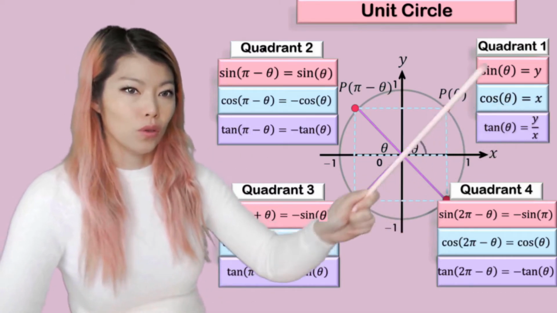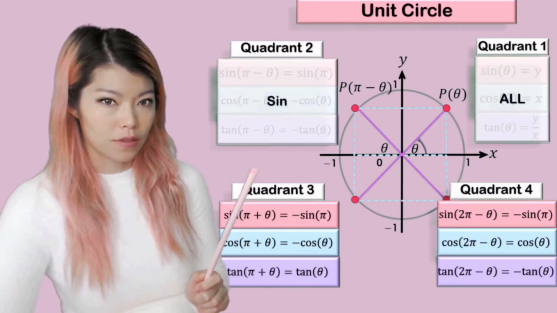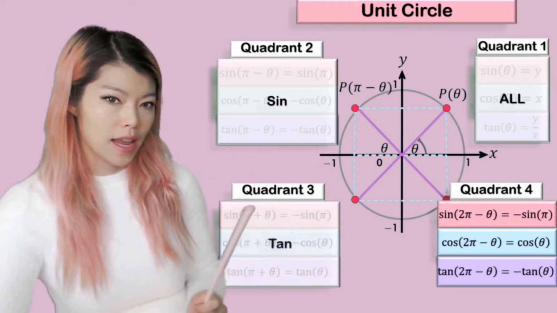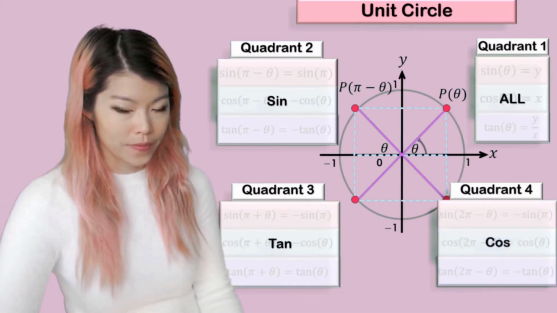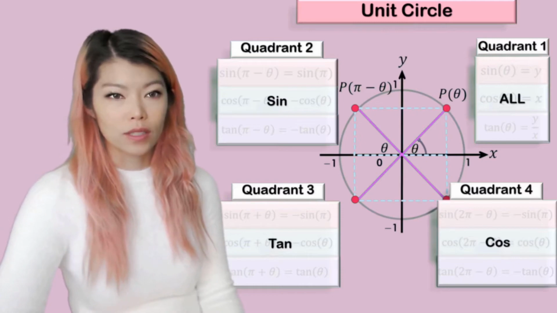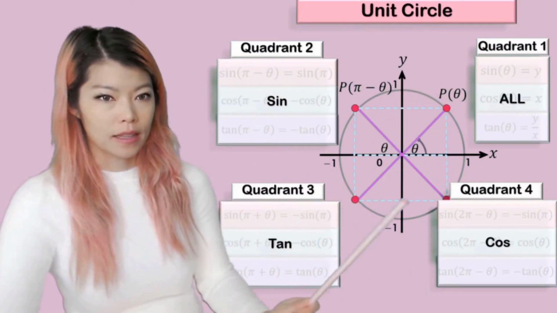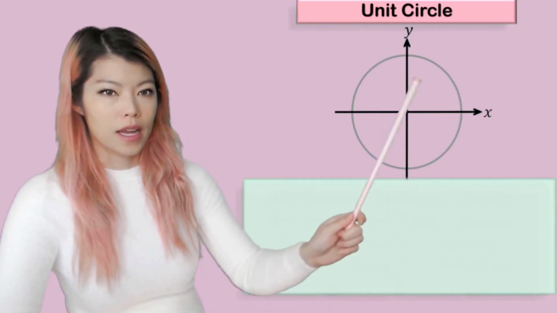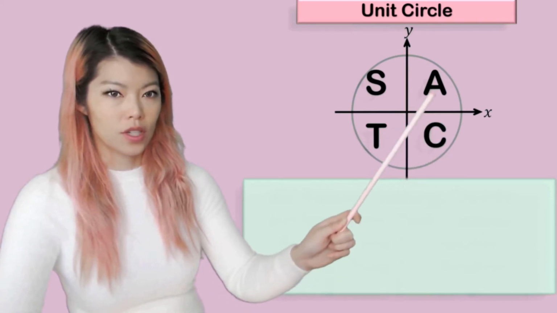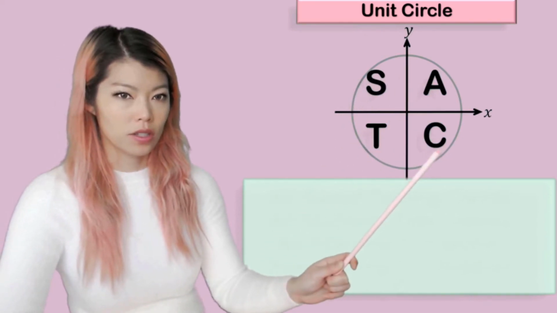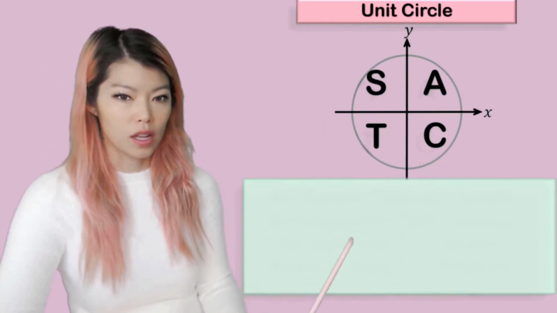We notice that all of them are positive here. We notice that only sine is positive here, only tan is positive here, and only cos is positive there. You'll see in a lot of textbooks that they try to help you remember this as A, S, T, C, just thinking all sine, tan, cos. So all are positive, sine's the only one positive, tan's the only one positive, cos is the only one positive.